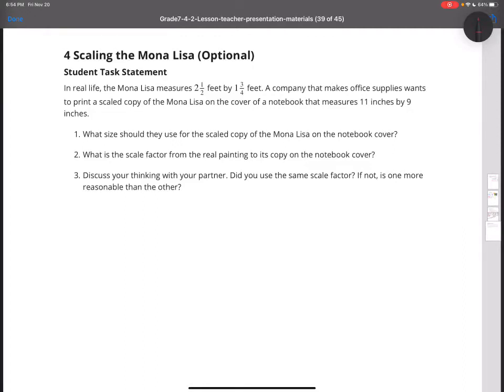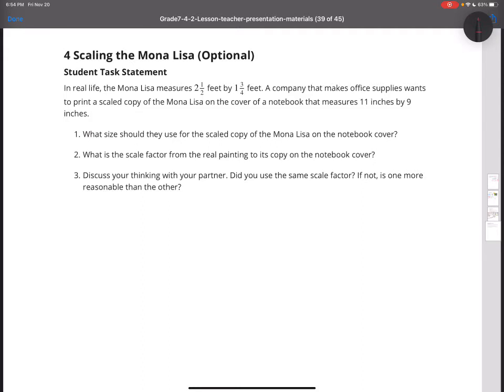Okay, guys, so let's look at question 4, scaling the Mona Lisa. In real life, the Mona Lisa measures 2 1/2 feet by 1 3/4 feet. A company that makes office supplies wants to print a scale copy of the Mona Lisa on the cover of a notebook that measures 11 inches by 9 inches. Question 1 says, what size should they use for the scale copy of the Mona Lisa on the notebook cover? Question 2 says, what is the scale factor from the real painting to its copy on the notebook cover?